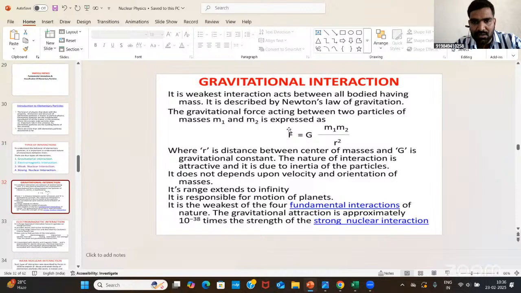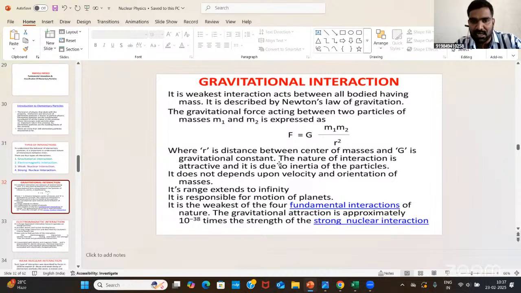Here F indicates the force of attraction or repulsion, the gravitational force acting between two particles. Let us say two particles have masses m1 and m2. Between these two particles, there will be a force of attraction that is given by F = G m1 m2 / r². Here r is the distance between the centers of the two masses, and capital G is the gravitational constant.